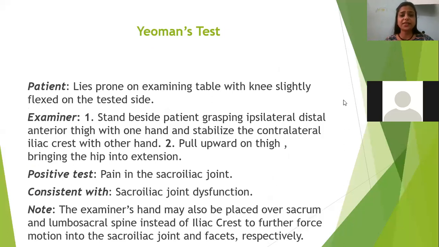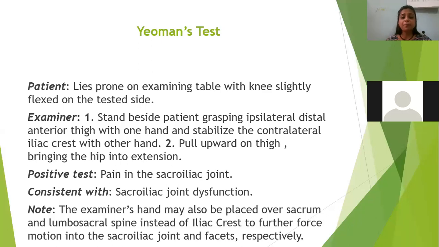There is another test, Yeoman's test. In this, the patient has to lie prone with the tested knee slightly flexed. Stand behind the patient, grasping the ipsilateral distal anterior thigh with one hand, and stabilize the contralateral iliac crest with the other hand, and pull upward on the thigh, bringing the hip into extension. When you bring the hip into extension, there will be pain in the sacroiliac joint. So it gives an idea that there may be a sacroiliac joint dysfunction.